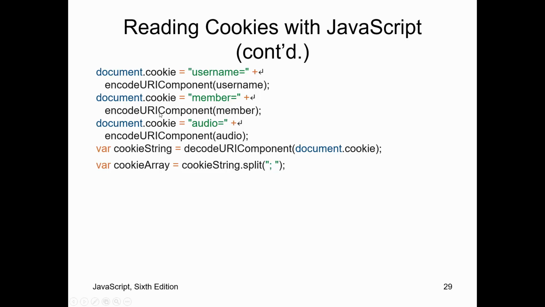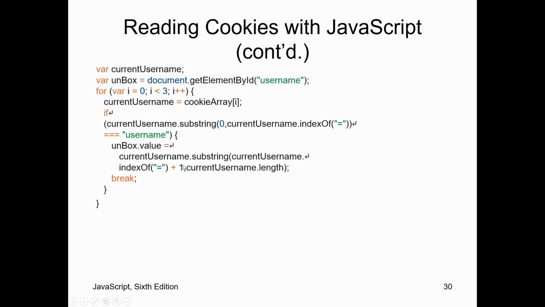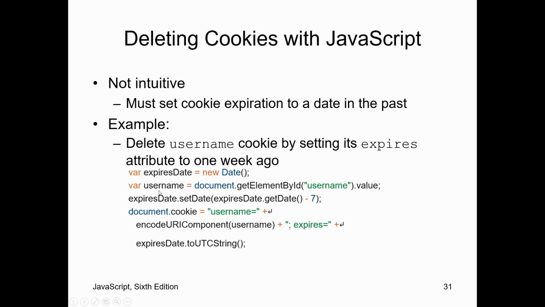So here we're setting up 3 different cookies. Here we're encoding each one. Then we're decoding the 3. Then we're breaking them up into their pairs. Then we're going to go and print out the individual components.